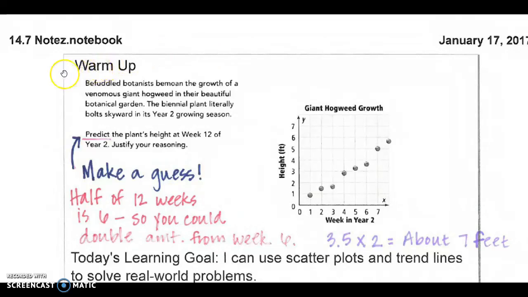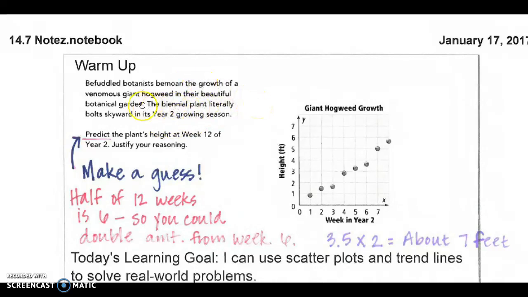Just wanted to give you a heads up on the 14.7 note since I'm not here. Basically, this is an extension of everything that we've done so far in topic 14 with scatter plots. So we will be working on, again, a little bit of problem solving and using scatter plots to help solve real world problems, and the trend lines that we can make from scatter plots solve those problems as well.